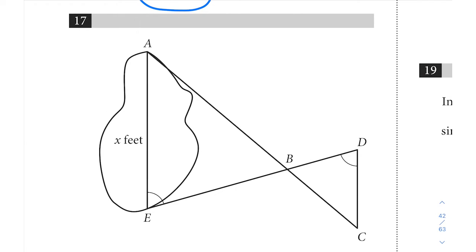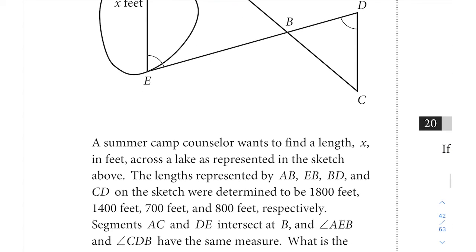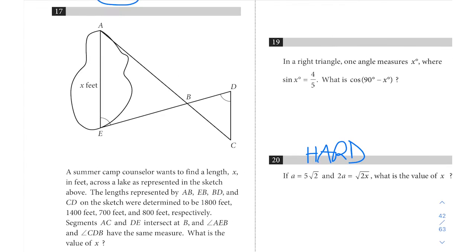So here we have a complex looking figure with these two triangles, and then we have a pretty lengthy word problem. So let's see if we could put those two pieces together. A summer camp counselor wants to find a length x in feet across a lake as represented in the sketch above. The lengths represented by AB, EB, BD, and CD on the sketch were determined to be 1,800, 1,400, 700, and 800 feet respectively. And this is really important for us to understand what that word respectively means.